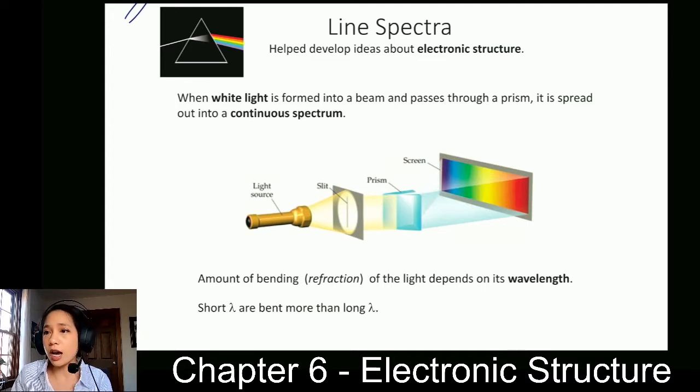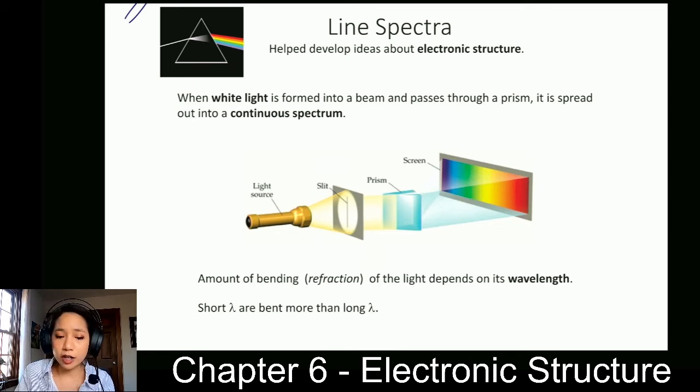All right, so a little bit about line spectra. Let's think about the different colors of the rainbow that form from white light. White light comes from the sun. The sun or white light is a continuous spectrum of light. What that means, continuous spectrum, is that it contains all the colors or many, many different colors, like of the rainbow. So that's a spectrum of light, that it contains many colors.